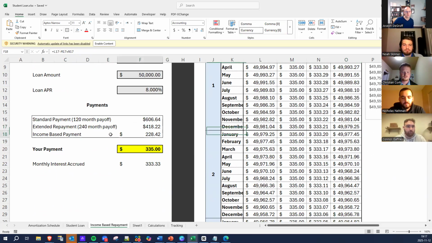So that would be how you can leverage an income-based repayment: by dropping the payment down below the interest, basically using it as an opportunity for a client to have an interest-only loan. Okay. Questions on that? Good refresher.